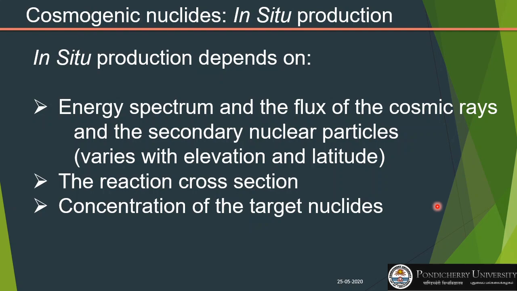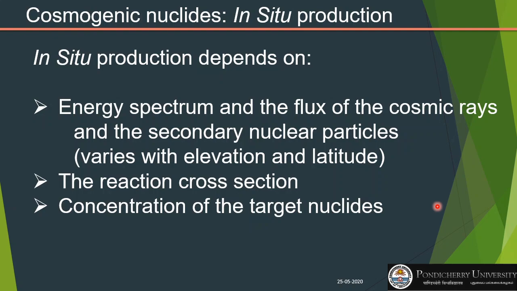The idea here is that this production depends on the flux of cosmic rays and the secondary nuclear particles which actually reach the surface. We have seen in the last lecture that because of the geomagnetic field of the earth, the flux reaching the surface varies with latitude. More cosmic ray charged particles are directed towards the high latitudes, so you have more production towards the high latitude.